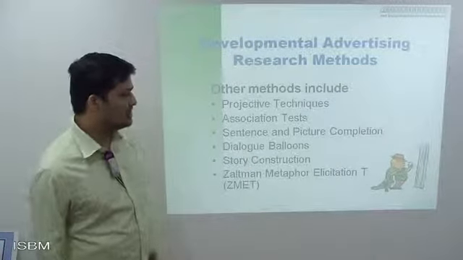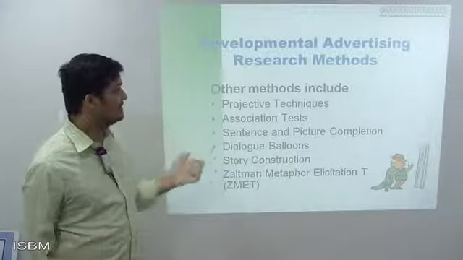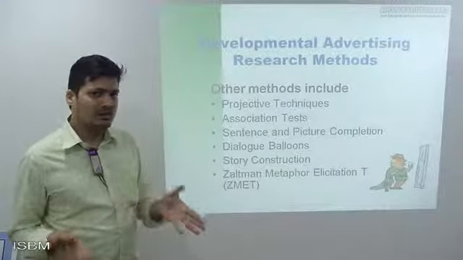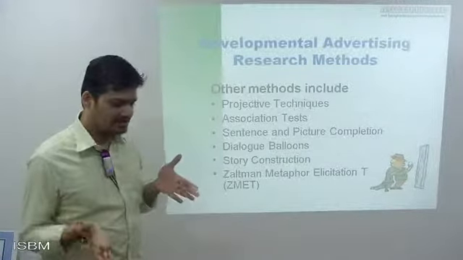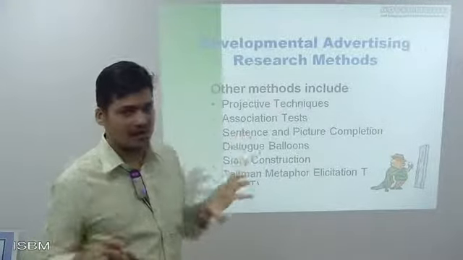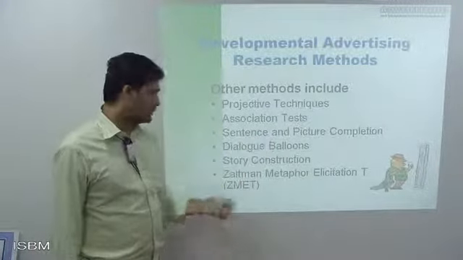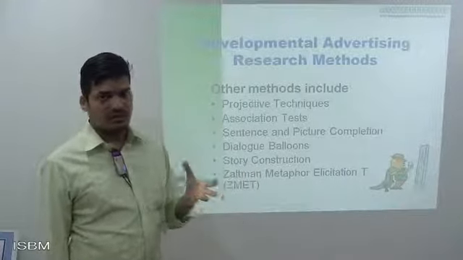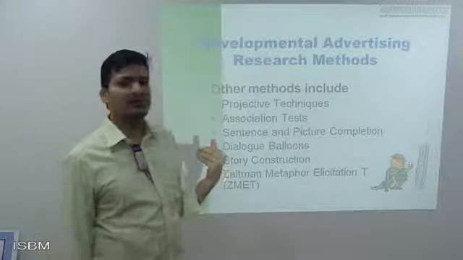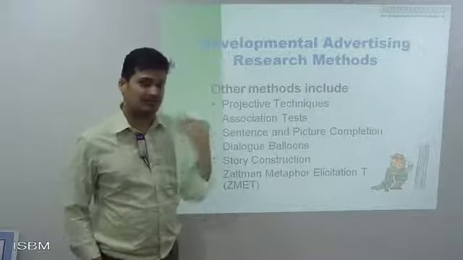Sentence and picture completion. Here, in the advertisement itself, we write some sentences and do some pictures, like some cartoons and all. After that there is some sentence punchline we require to make it more impactful. So we require some sentence and picture. Then we require a dialogue. Just like we have seen, there is a lot of dialogue in different advertisements. So sometimes dialogue is also very important.